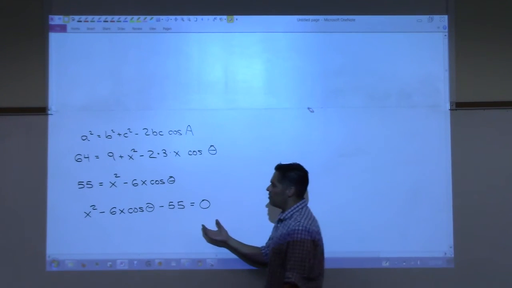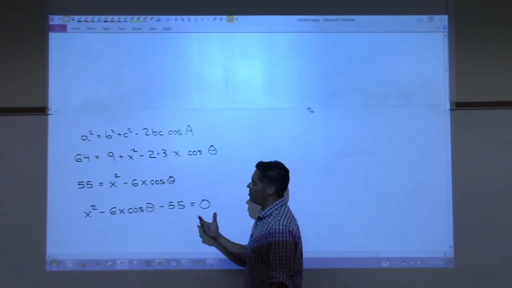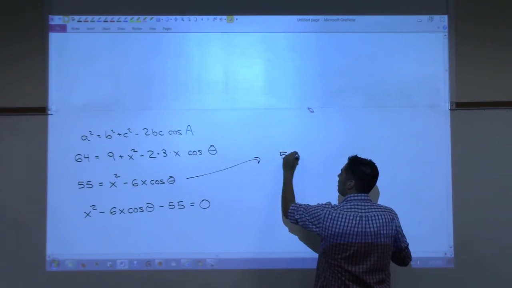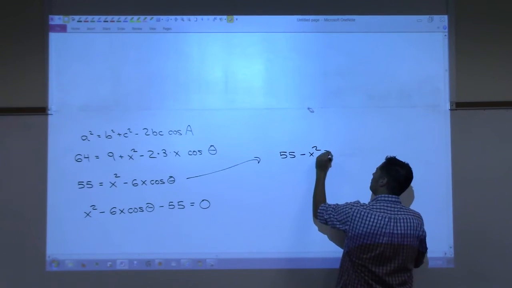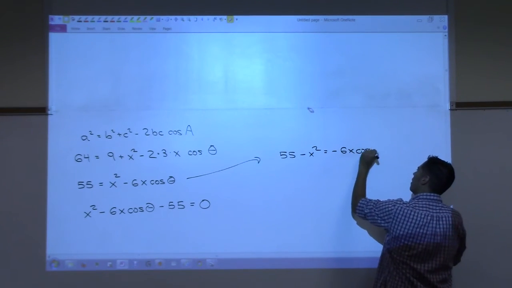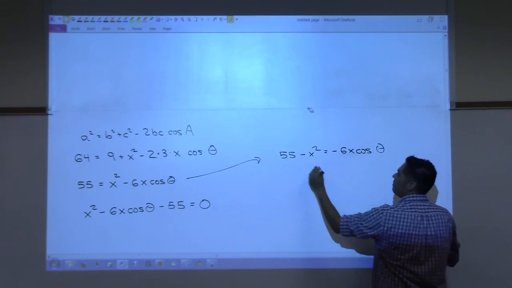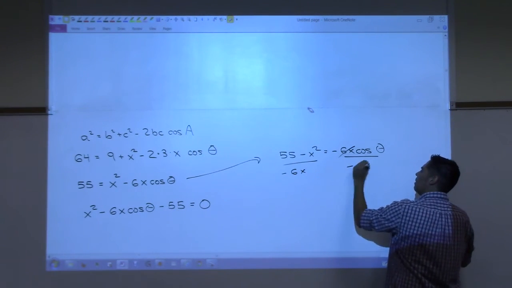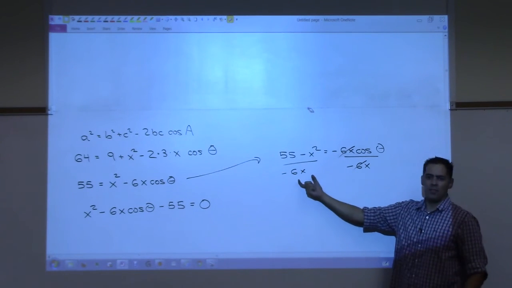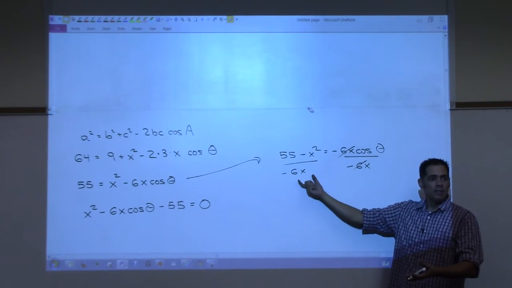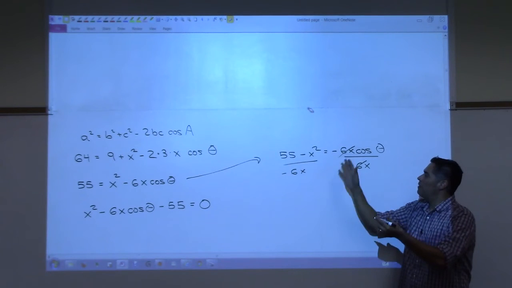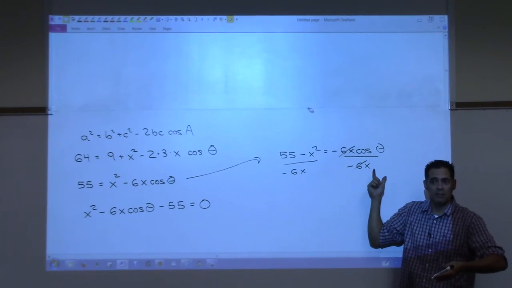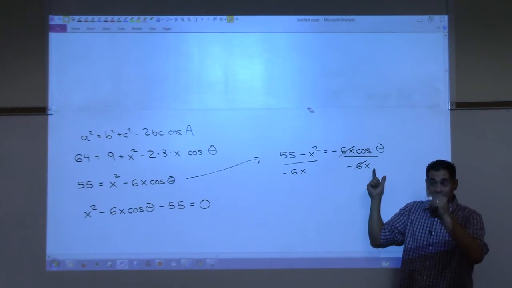What you're suggesting I do is go back to this one. I could have taken the x squared to the other side, right, like this, and I could have divided both sides by negative 6x. Then I have cosine theta as this, and if I do arc cosine, then I've solved for theta. Yes? Yes. That can be done.